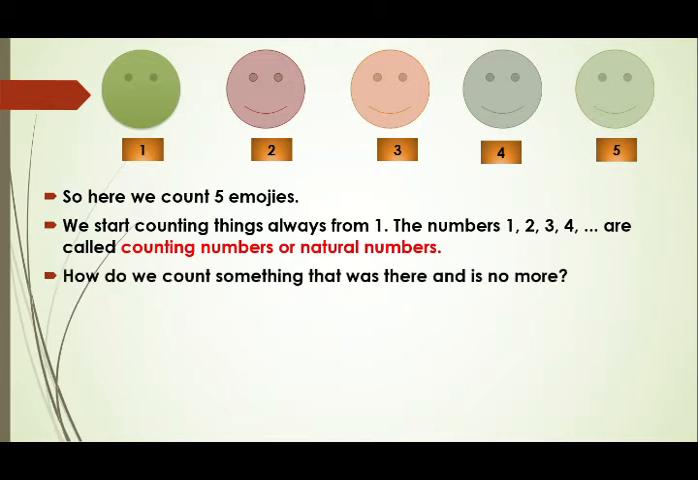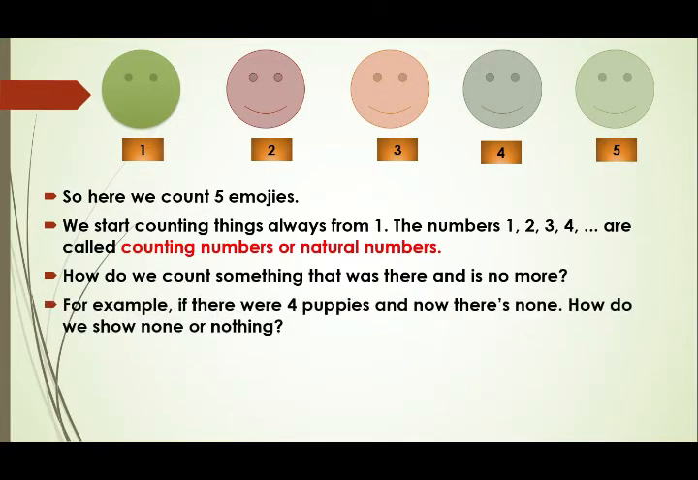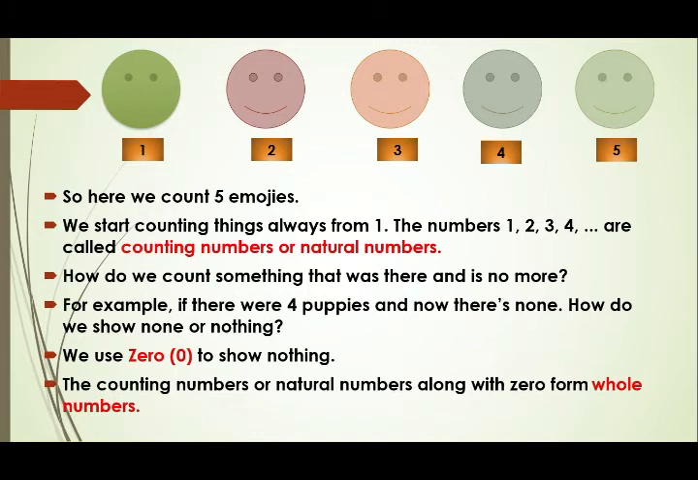Now if there are 4 puppies and now there are none, how do we show none or nothing? For that we use 0 to show nothing. At that time the counting numbers or natural numbers along with 0 form the whole numbers.